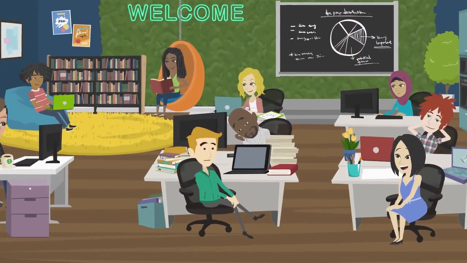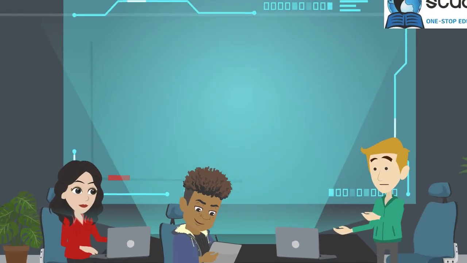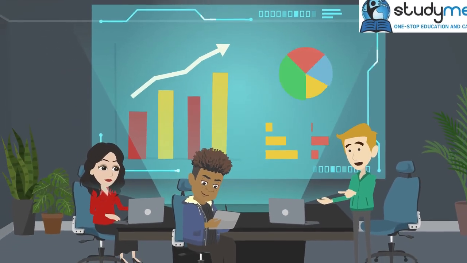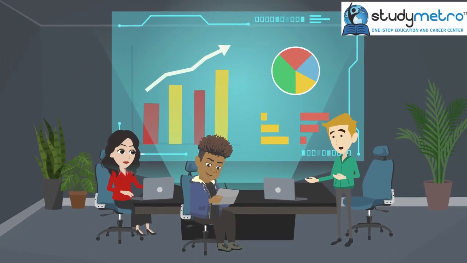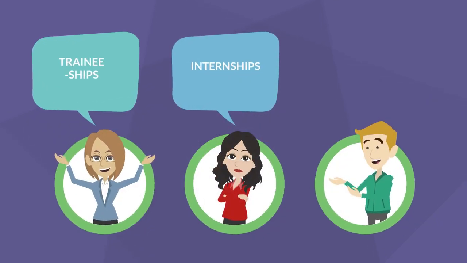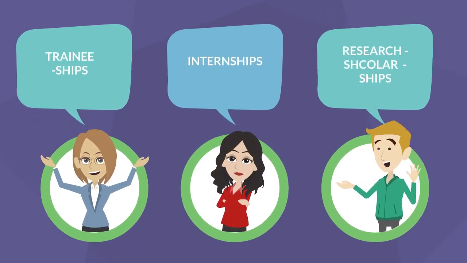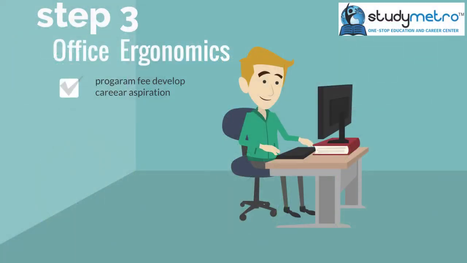Step 2. Choose a J-1 program. Once you have found a sponsor, you will need to choose a J-1 program that matches your interests and goals. There are several J-1 programs available, including internships, traineeships, and research scholar programs. You should select a program that is relevant to your field of study or career aspirations.